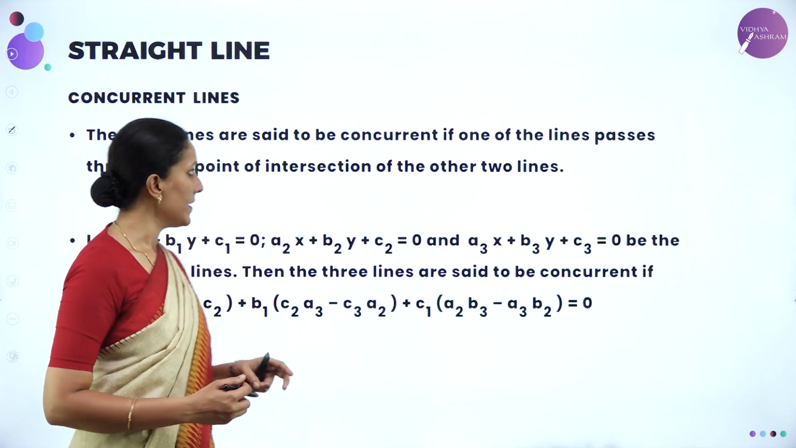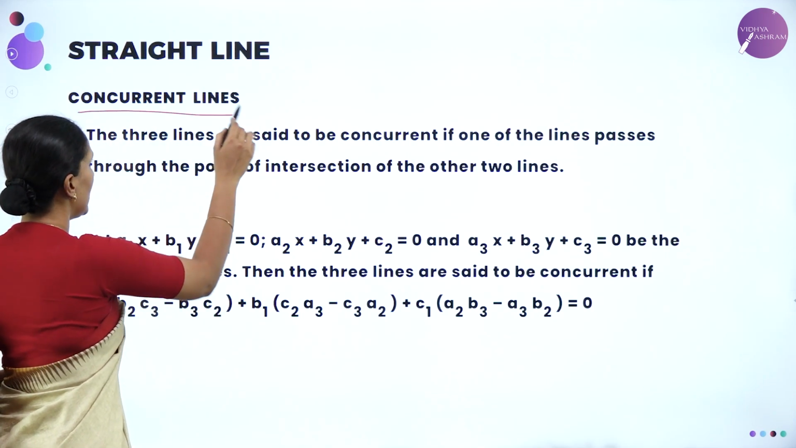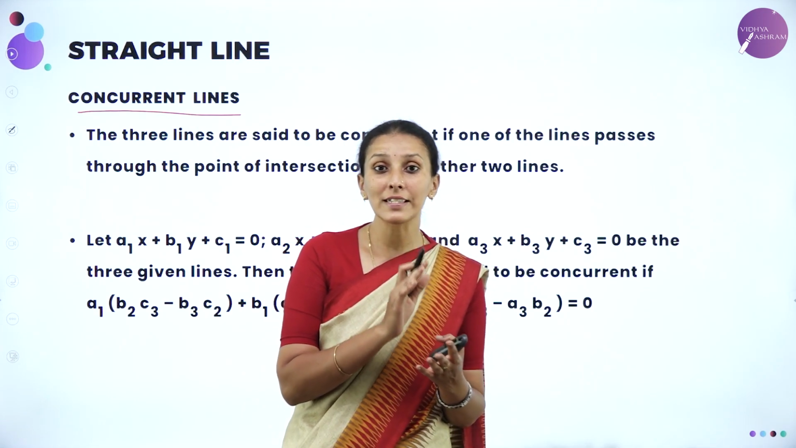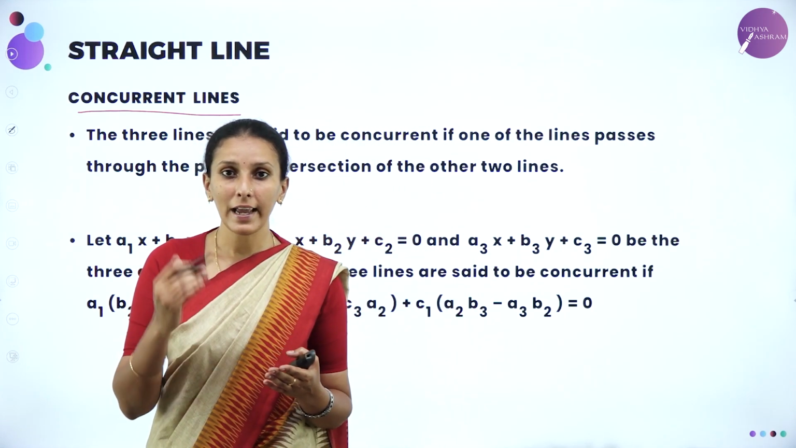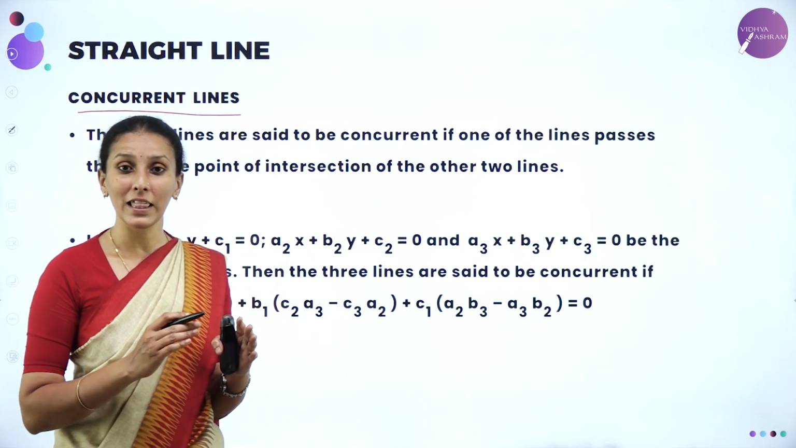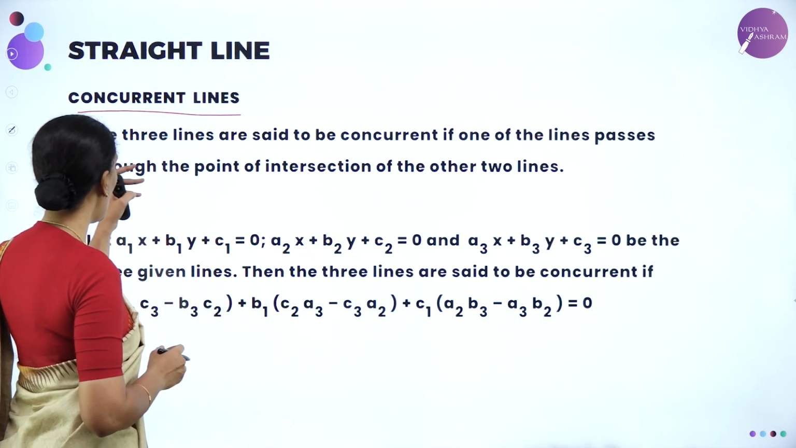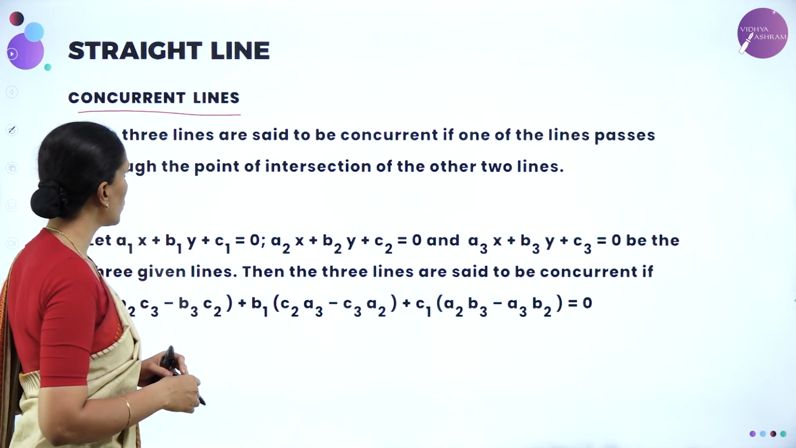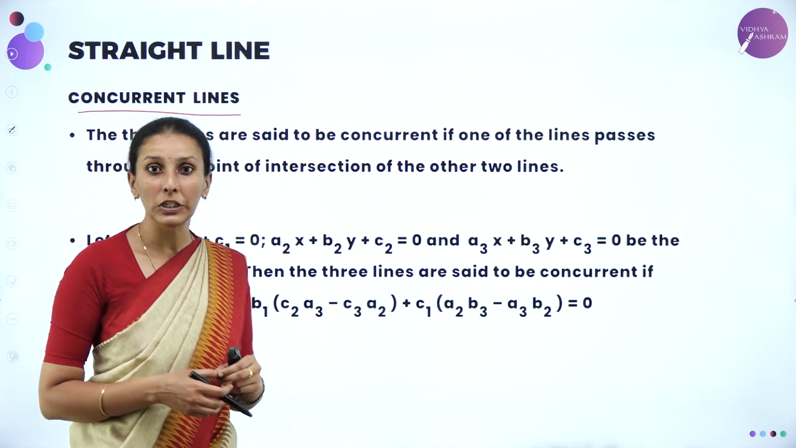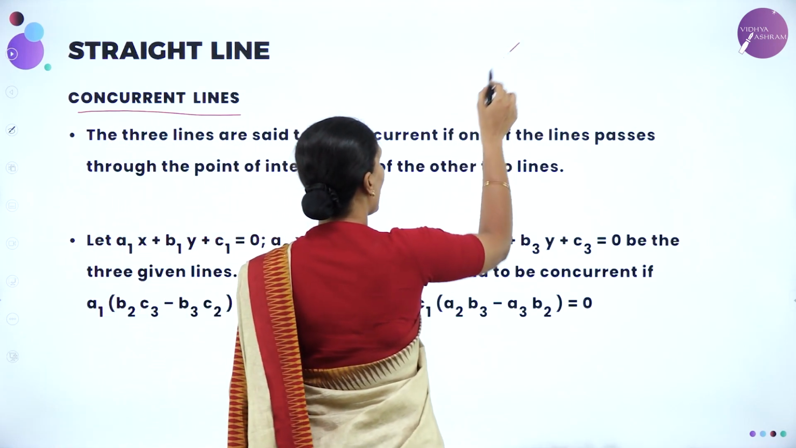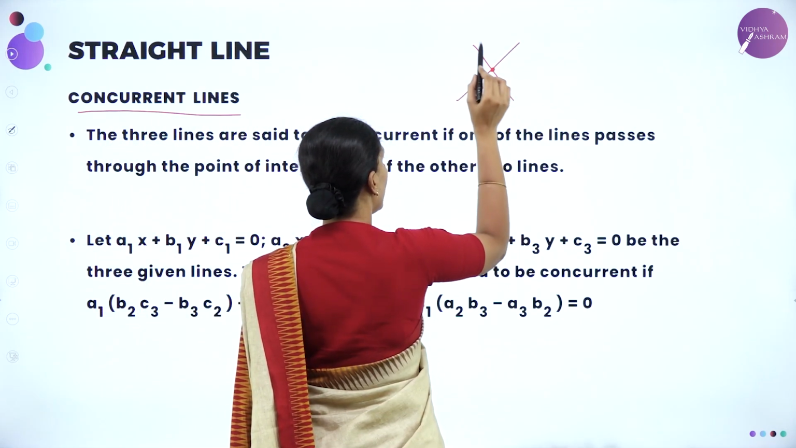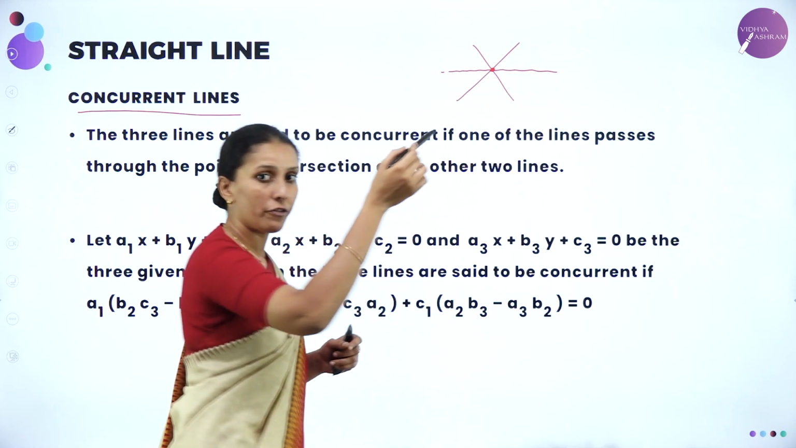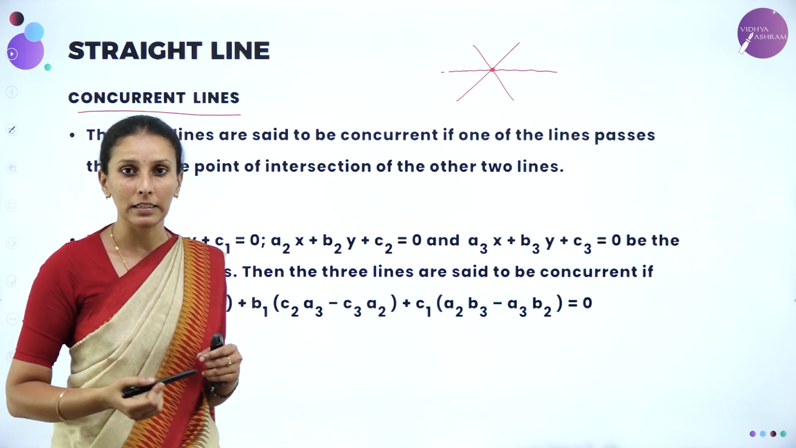The next question is, here we have concurrent lines. So I already said that there are many lines which pass through the same common point. When all the lines pass through the same common point, they are called concurrent lines. Three lines are said to be concurrent if one of the lines passes through the point of intersection of the other two lines. Suppose we have two lines which have a point of intersection, and there is another line passing through the same point of intersection, then they are called concurrent lines.